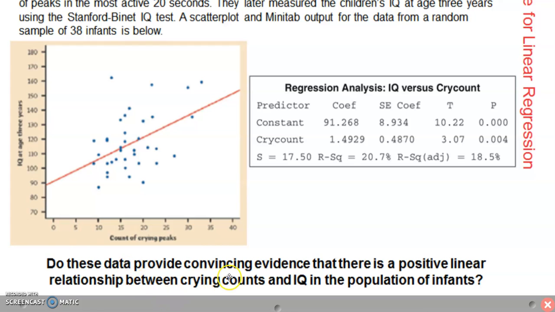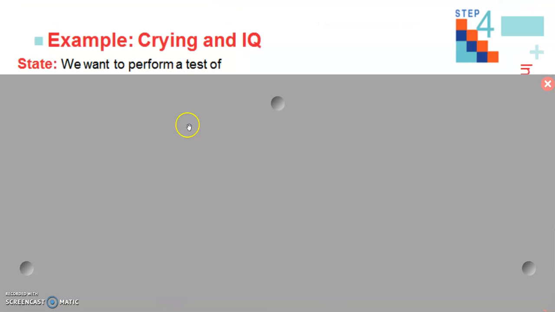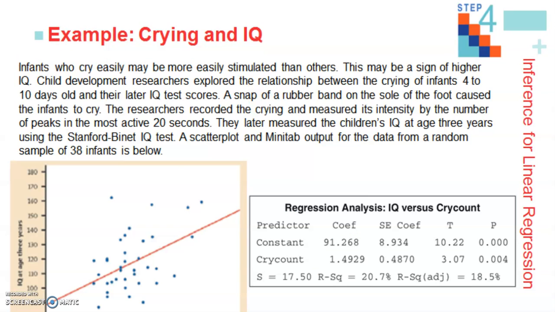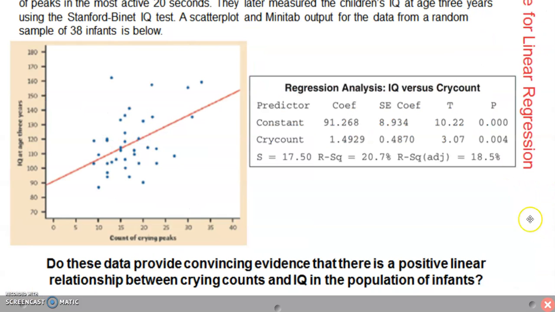So this is going to involve a significance test, which means I need to start with my state. We're going to use these two hypotheses. The null hypothesis is that beta equals 0. The alternative is that beta is greater than 0, and that's because of the way the question was worded. We actually did have a direction in mind.